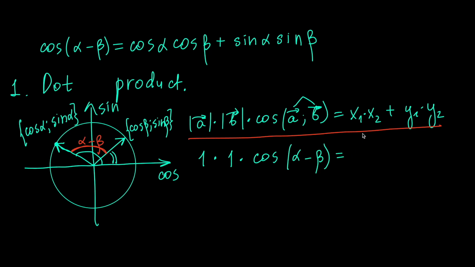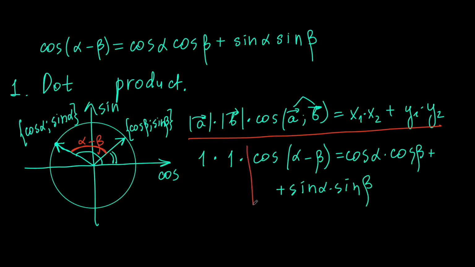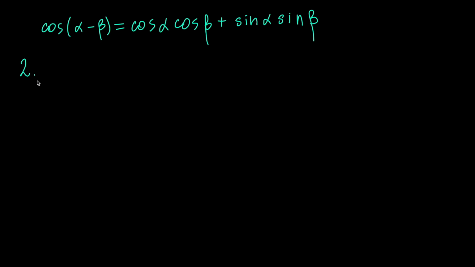And for the right-hand side, we will have x1 times x2, or cosine alpha times cosine beta, plus y1 times y2, or sine alpha times sine beta. And thus we have our formula. This, once again, is my favorite way of proving the formula because it is the most elegant and it doesn't require that much evaluations. So let's focus on the second technique of proving that formula.